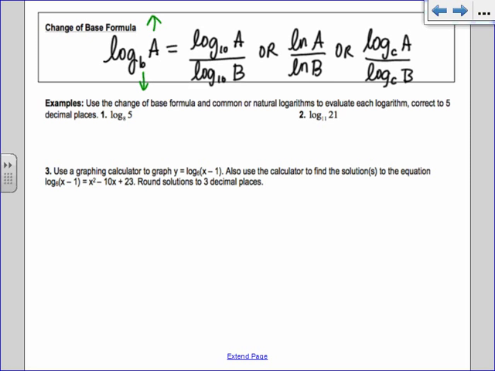All right, so it says use the change of base formula in common or natural logarithms to evaluate each logarithm correct to 5 decimal places. So get your calculators out. We're going to do correct at 5 decimal places. So I'm just going to change it to log base 10. So I'm going to have log of 5 over log of 8. I didn't write a base, so it is base 10. Let's go and do that.